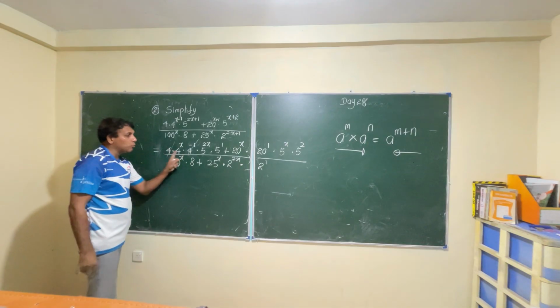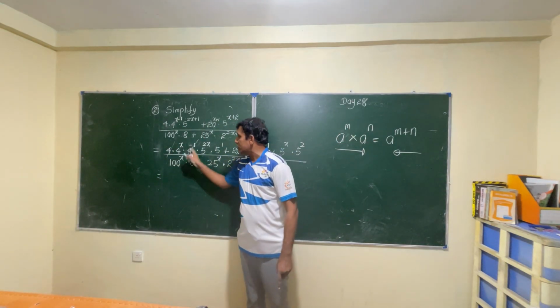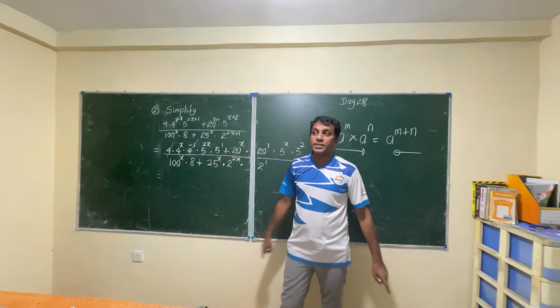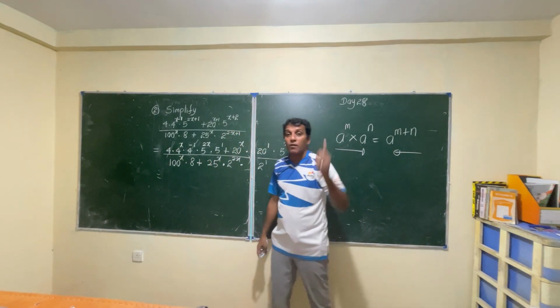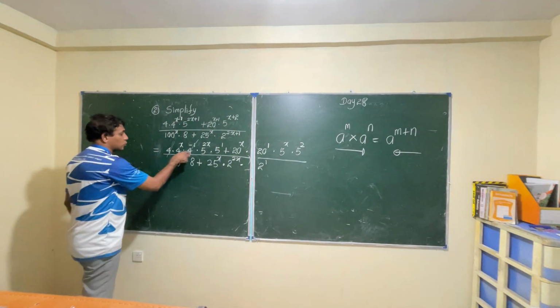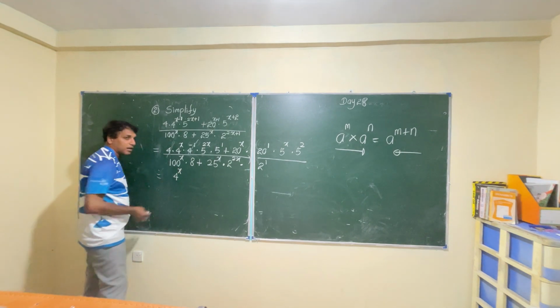Bases same, when you multiply, add the powers: 1 minus 1, 0. 4 to the power 0 is 1. Cancel, right? This 2 cancels, this 2 cancels. So here 4 to the power x.